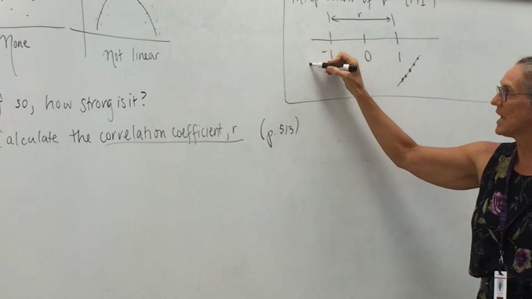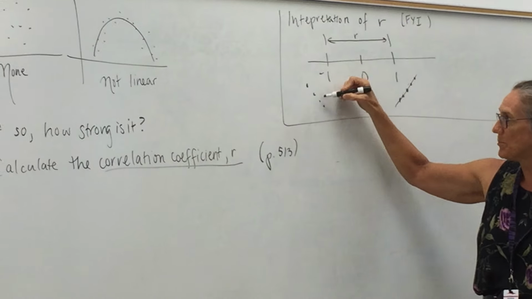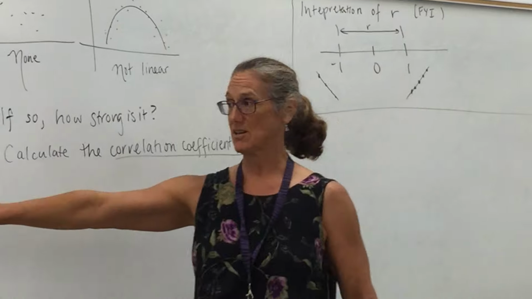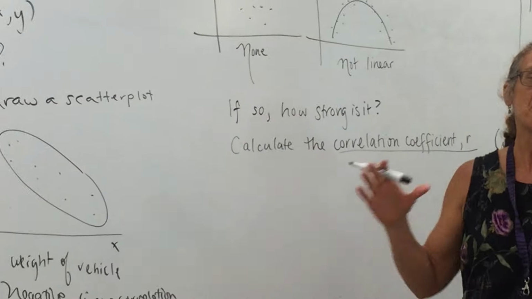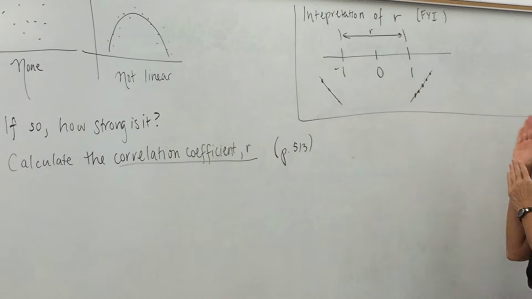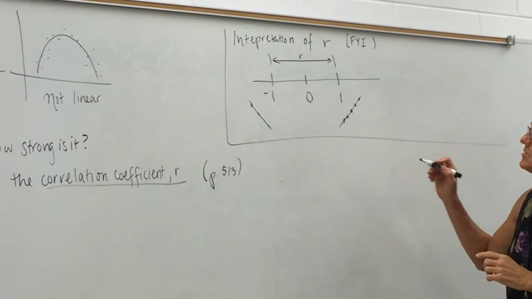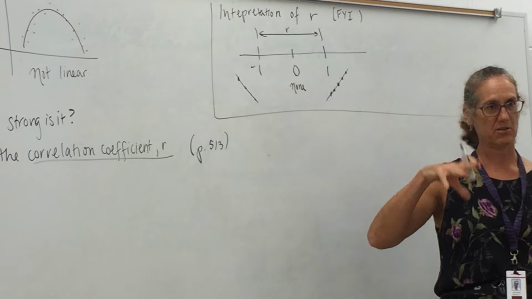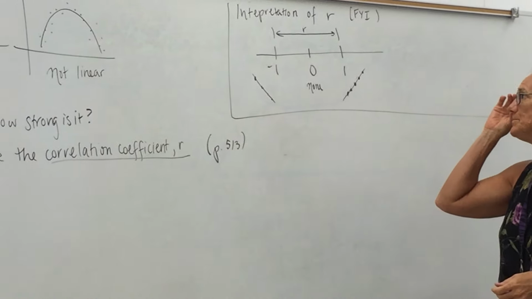This would be a perfect negative correlation, where your points are perfectly collinear slanting downward. Most of the time it's not perfectly collinear, right? But the tighter they fit a line, the closer it's going to be to -1 or 1. So 0 is when you have none. No linear correlation. They're just scattered all over the place, or maybe they go up and then they go down.